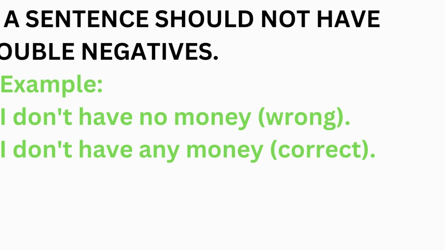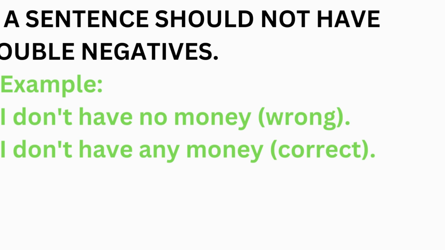Of course, from time to time you hear people speak and write in this manner, but this could only be acceptable in informal situations. All right, but in standard English, this is wrong. Now, what is correct is to say, I don't have any money. You replace the second negative with any. Okay, that's the correct thing to do.